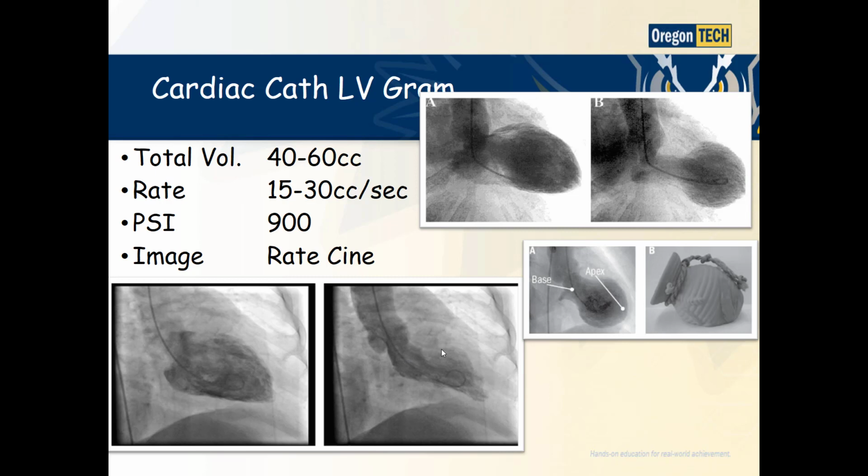And we have a little bit of akinesis on the anterior wall right here. See that little bump right there? That didn't contract as well as it could. That should be down here like this.